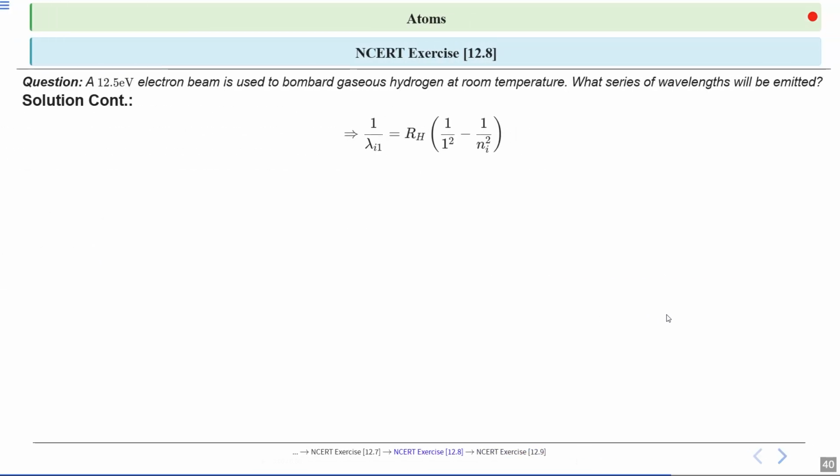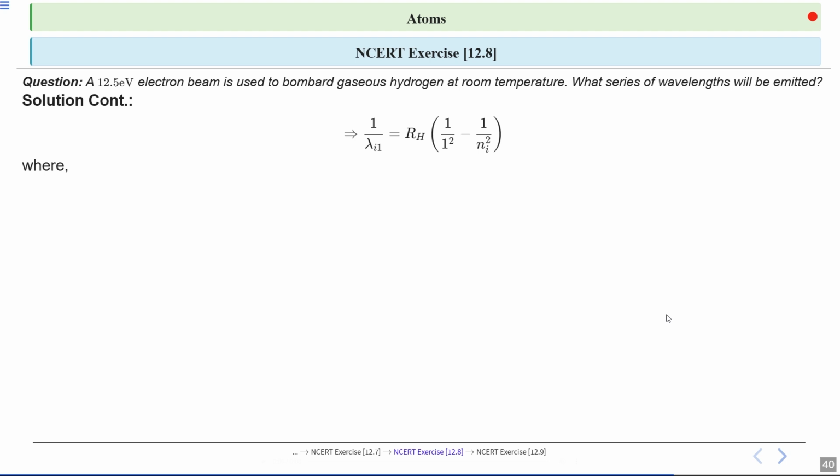Now let's introduce the formula that helps us calculate the wavelength of light emitted when an electron transitions between energy levels in a hydrogen atom. This formula is 1 divided by lambda equal to RH times 1 divided by 1 squared minus 1 divided by ni squared. This equation is known as Rydberg's formula for hydrogen spectral lines.